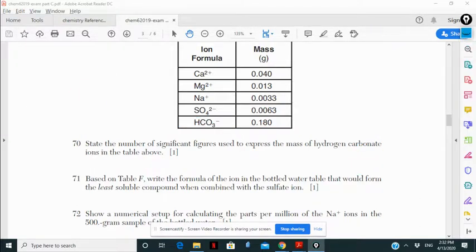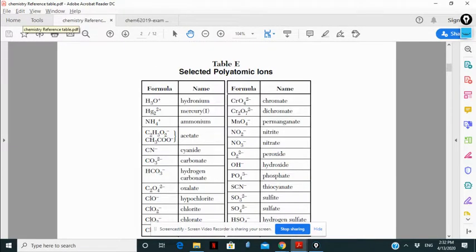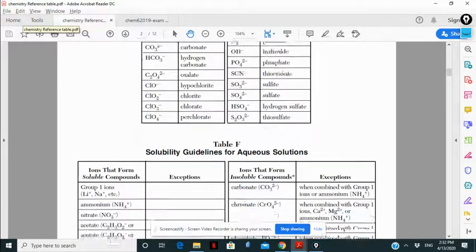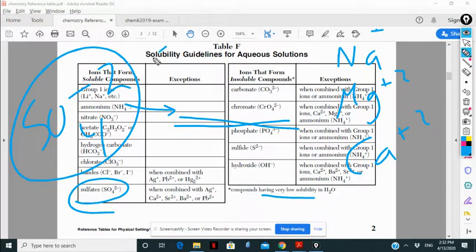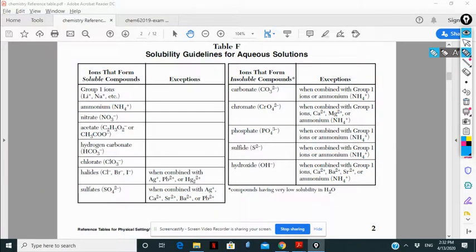And I'm looking at table F. I'm looking for the sulfate. Sulfate is here. It's a soluble compound, and the exceptions are when combined with silver, calcium. So the calcium is insoluble. So it's going to be the calcium one. So everything is soluble here except silver, calcium, strontium, barium, and lead. And here for these materials I have calcium.